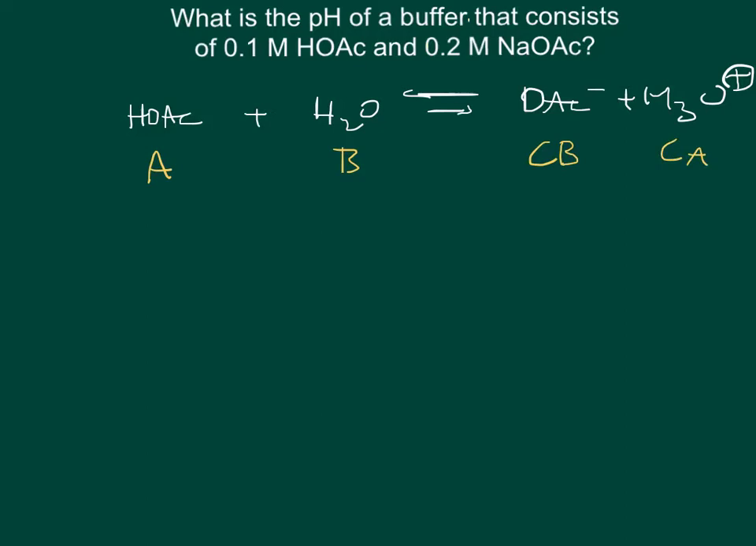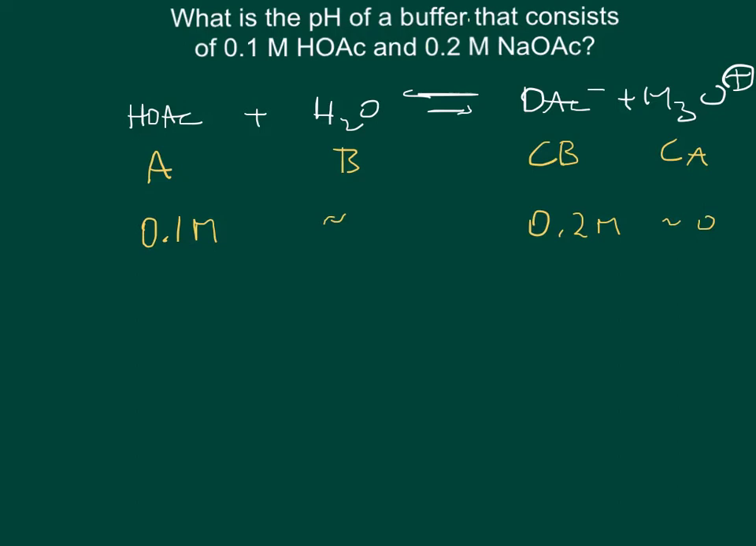Now in this example, the concentration of acetic acid is 0.1 molar. The concentration of acetate ion is 0.2 molar. For the other species, the concentration of water is unimportant because we don't include the concentration of water in equilibrium expressions. And the concentration of H3O plus typically is small, around 10 to the minus 7th, but for our purposes we could say that this is approximately 0.